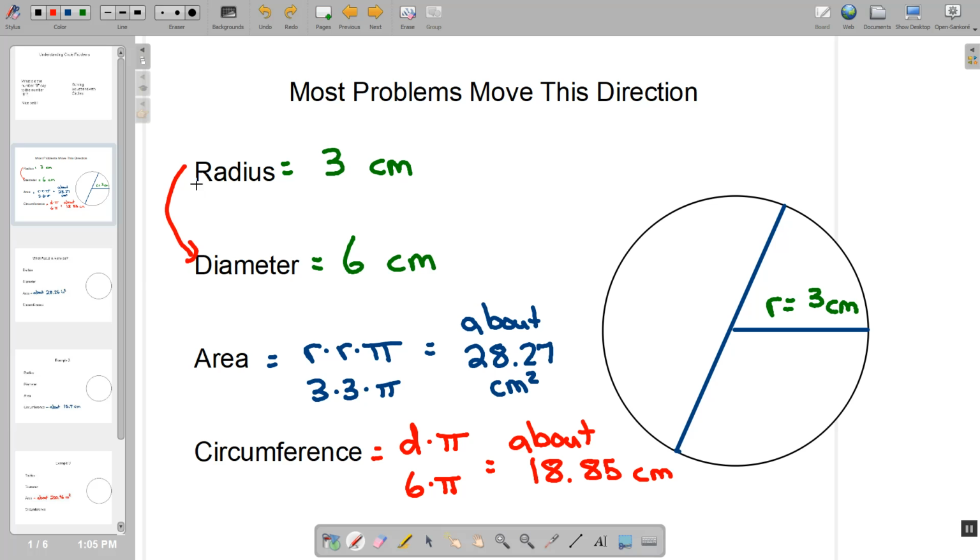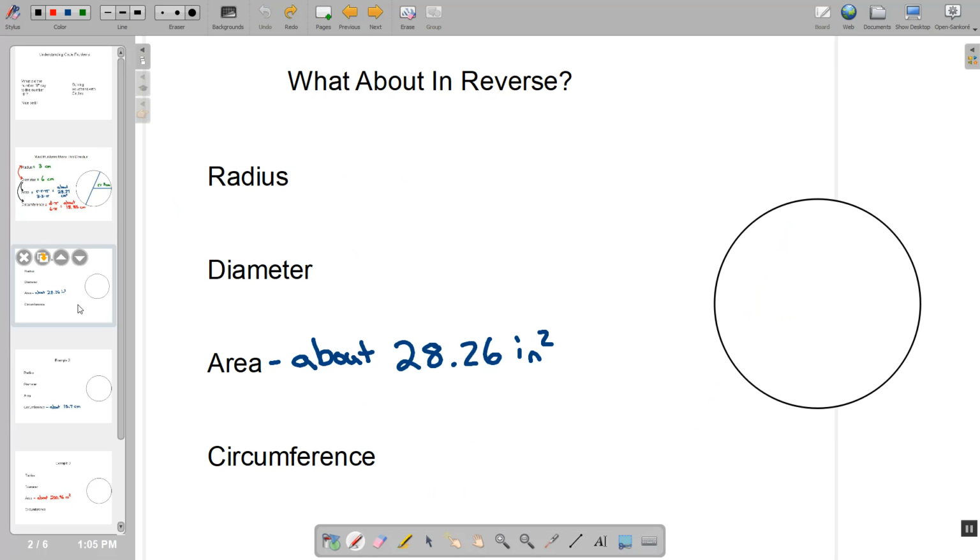They'll give you either the radius or the diameter, and then you use that information to find the area and find the circumference. But what happens if you're given a problem where it gives you the area instead and you have to work backwards? Okay? So for this problem, it gave us the area. And we know that the area is equal to some number radius times the number again times the number pi.